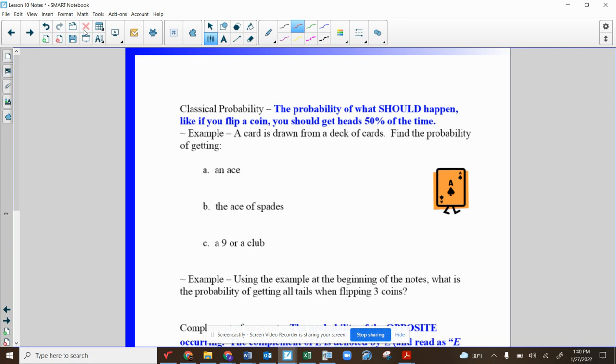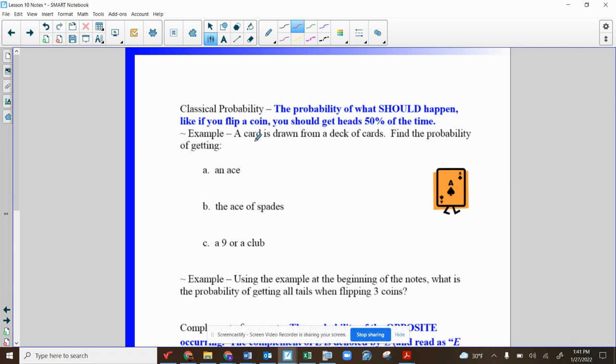All right, the main type of probability we're going to discuss is classical probability. That is what should happen. Again, if you flip a coin, you should get heads 50% of the time. So in your note sheet, there is stuff on cards. So if you're not very good with cards, reference that. You can get where some of these numbers come from, or ask me if you're not getting them.